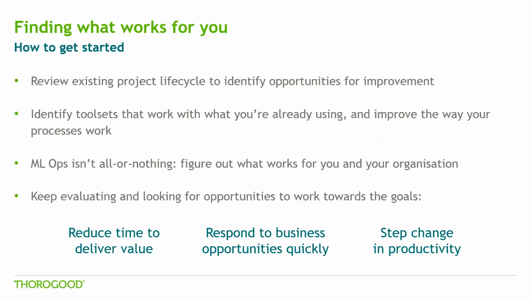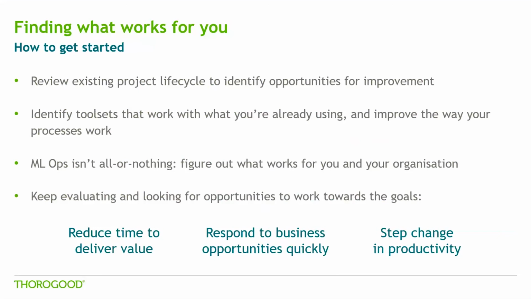So how to do that in terms of a list of practical steps. Start by reviewing your existing project lifecycle. Where are the bits that are taking time that can be sped up, either by changing processes or bringing technology in to support that? Identify places in the tool sets that you're already using that you can optimize processes, and then look for other tools that sit alongside those that help as well.